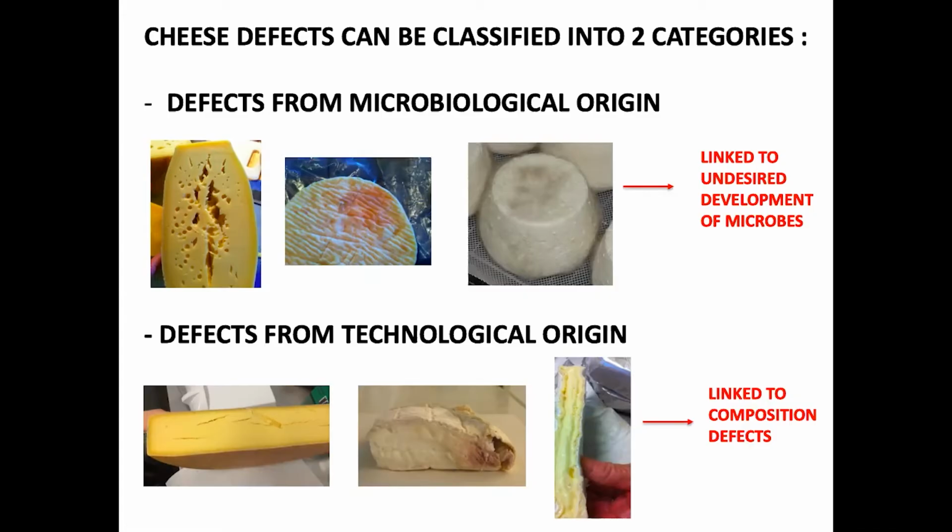And the second family of problems is more linked to technological defects. The composition of the cheese is not correct. The way that the cheese was made was not correct. It can be in terms of temperature, in terms of speed, in terms of acidification profile. So we can see slits in here, some cracks in the paste of the cheese. We can see some discoloration defects in the cheese, or we can have some texture problems in the cheese. This is mainly due to the way the cheese was made.